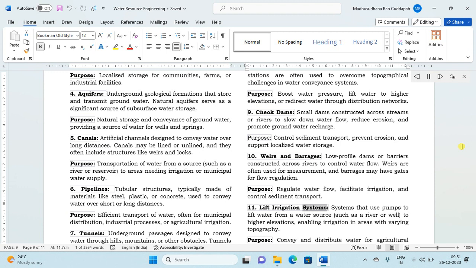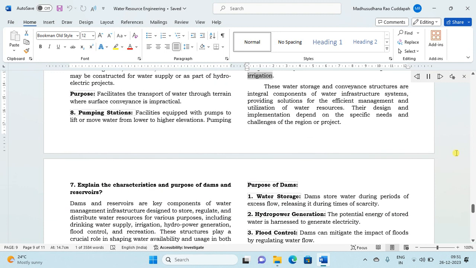11. Lift irrigation systems. Systems that use pumps to lift water from a water source, such as a river or well, to higher elevations, enabling irrigation in areas with varying topography. Purpose: convey and distribute water for agricultural irrigation.